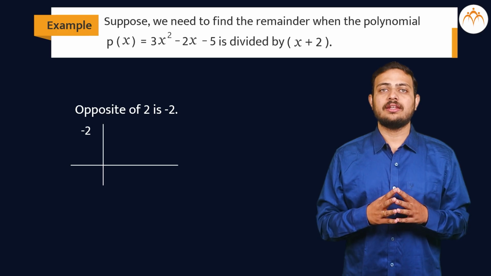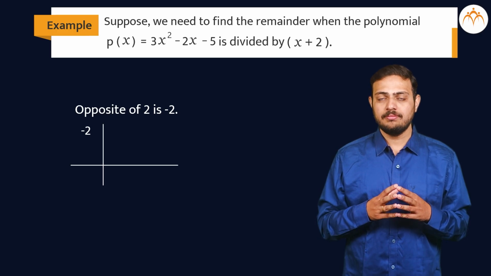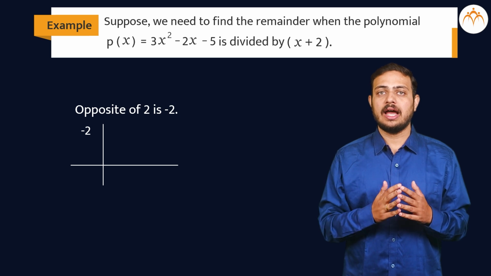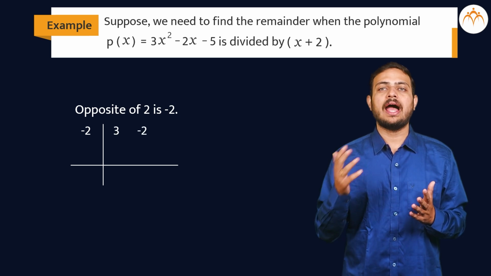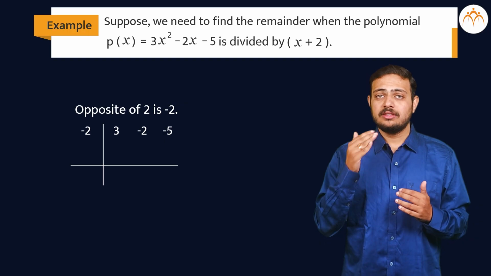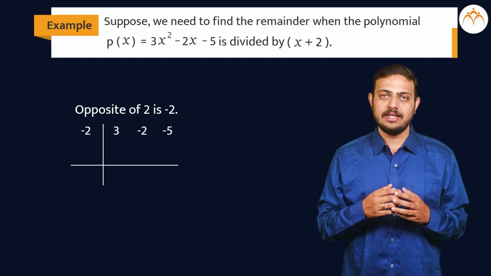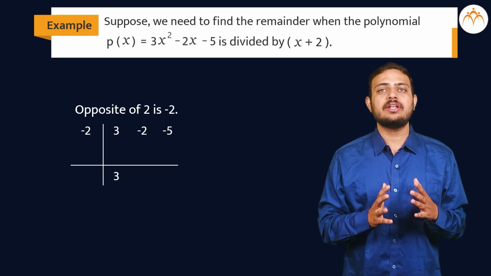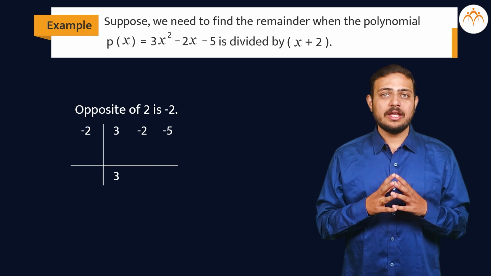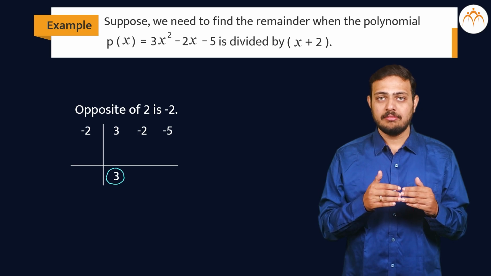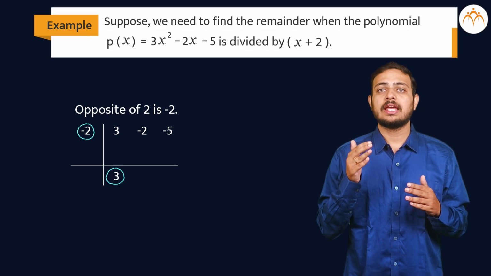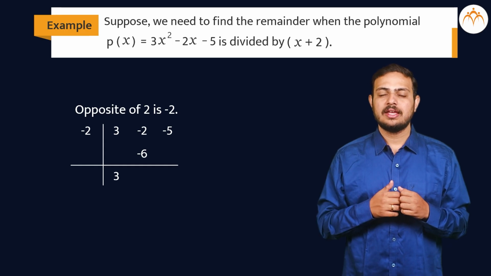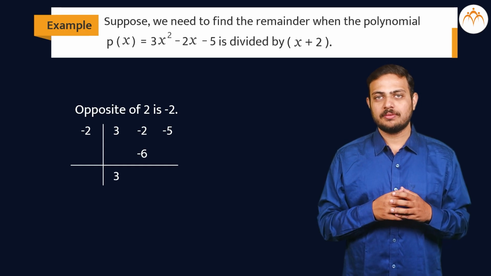In the first line above the horizontal line, the coefficients of the dividend polynomial are written as 3, minus 2 and minus 5. In the third line below the horizontal line, the first coefficient of the dividend polynomial, 3, is written as it is. The multiplication of 3 from the third line and minus 2 from the divisor gives minus 6, which is written in the second line, below the minus 2 coefficient.